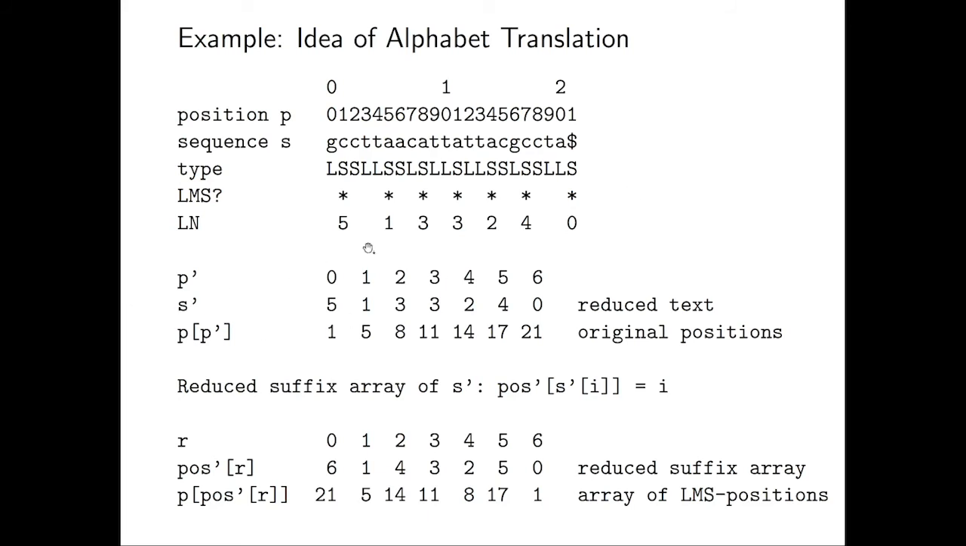Now we just compress these characters in the text S prime, and here P prime is just an index in the text S prime, and S prime we call the reduced text. And P at the position of the index will just represent the original positions of the LMS positions in the text. Now what we can compute is a suffix array pos prime of the reduced text S prime.